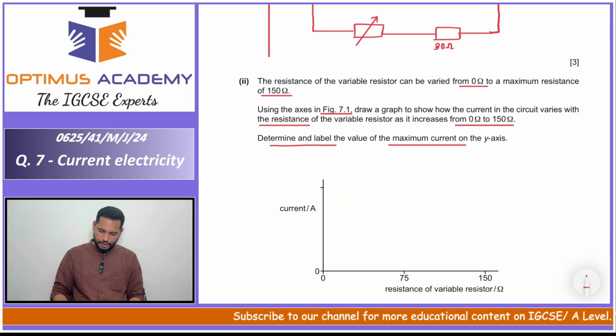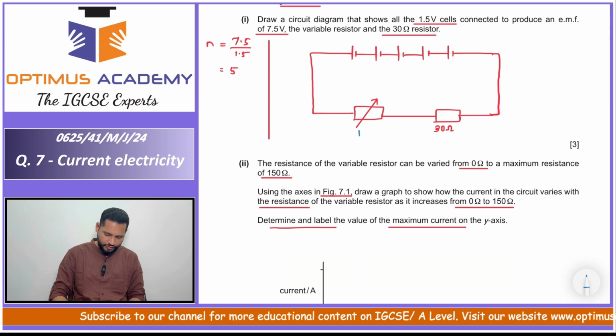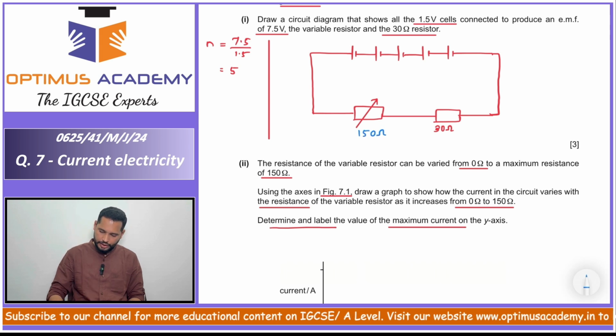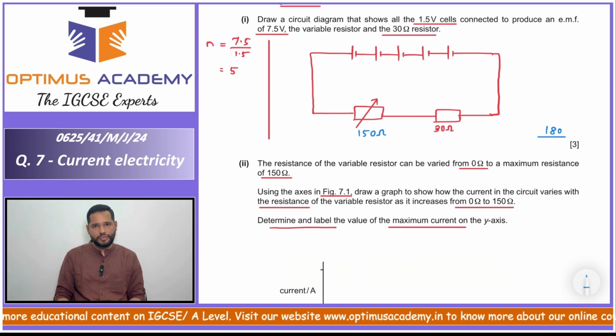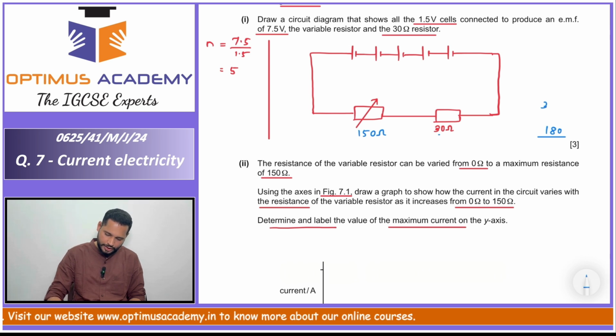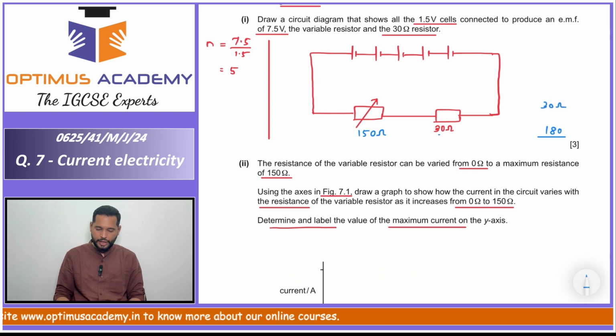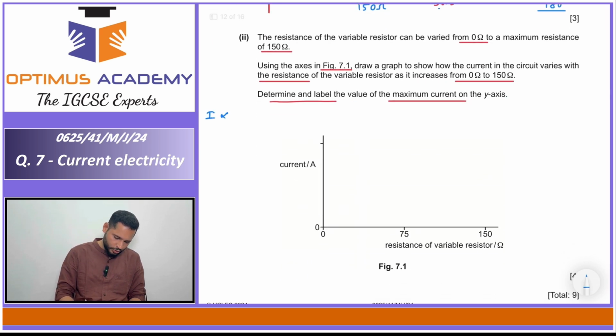So, if the variable resistor is increasing its value to 150 ohms, then the total resistance in the circuit is going to be 180. But if the variable resistor has value 0, then only the 30 ohm resistor is going to be part of the circuit, and the resistance in the circuit is going to be 30 ohm. So we will have the highest value of current in the circuit when the resistance is lowest. Why? Because we know that current and resistance are inversely proportional.